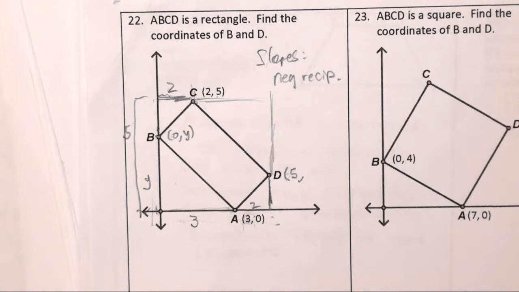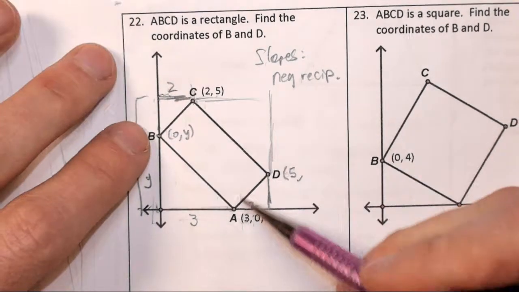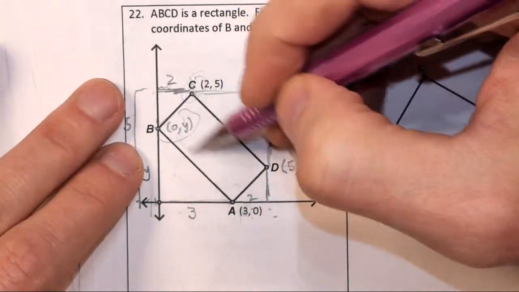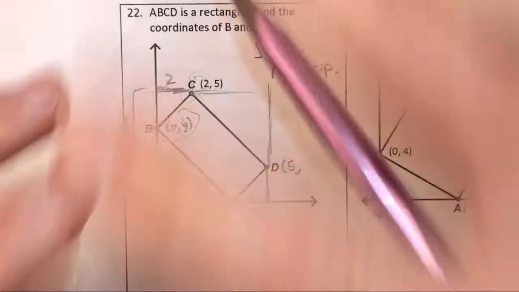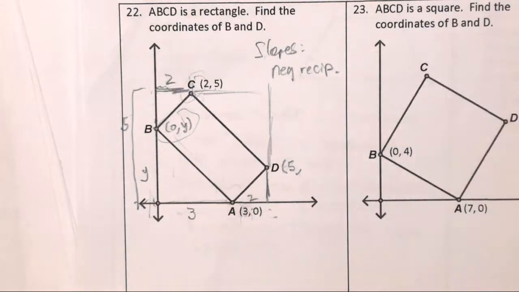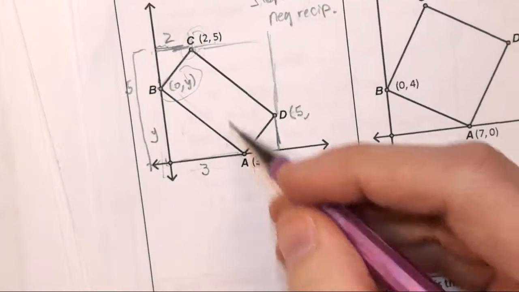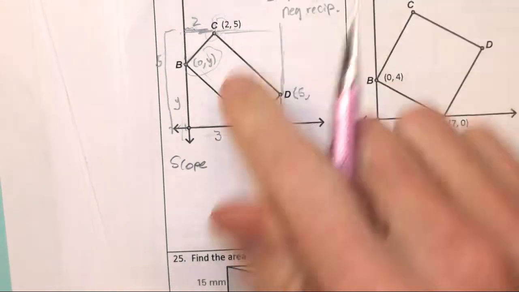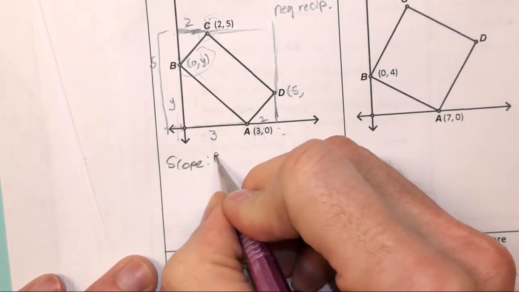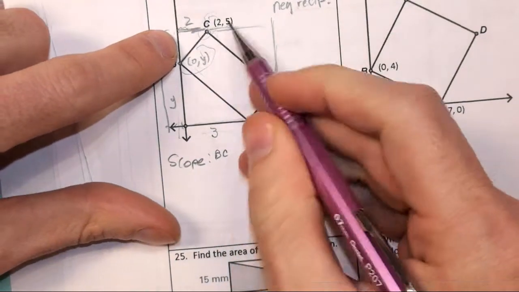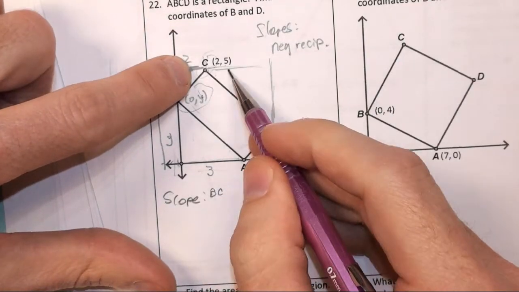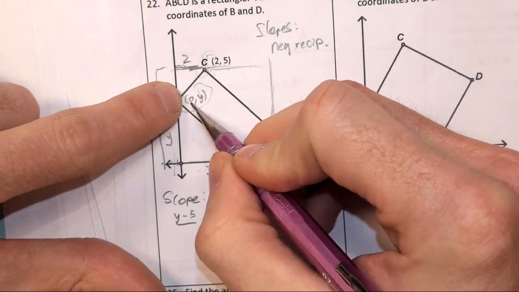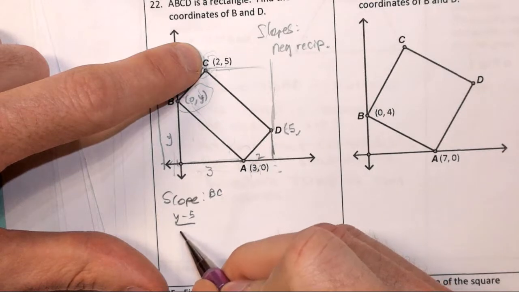The other thing that we're going to do is use some slopes. We can find the slope between B and C, then find the slope between A and B and make them negative reciprocals of each other. So let's find the slope of BC first. It's a change in y over a change in x. I'm going to do y minus 5 up top over, keeping it in the same order, 0 minus 2, which is negative 2.